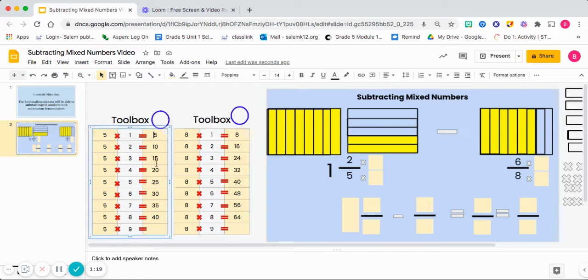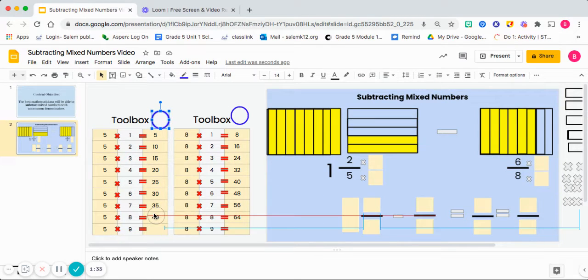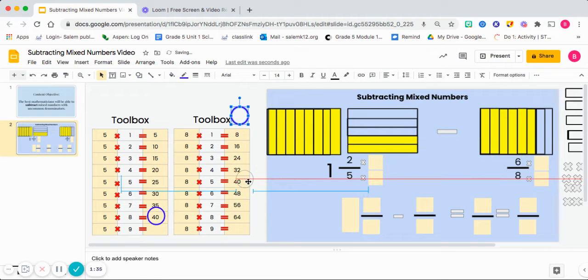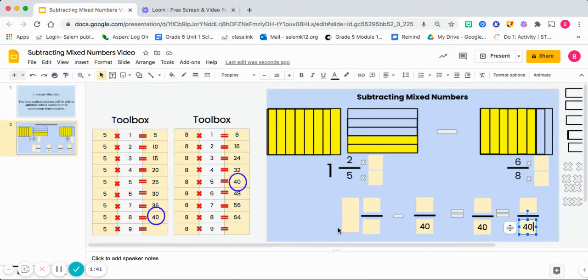Now I'm going to look at these products in this column and see what is the smallest number they have in common. Well, I see that both of them share the number 40. So I'm going to go ahead and circle 40, and I'm also going to make all of my denominators 40.